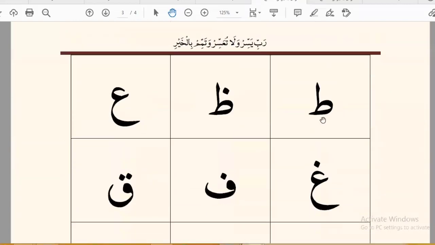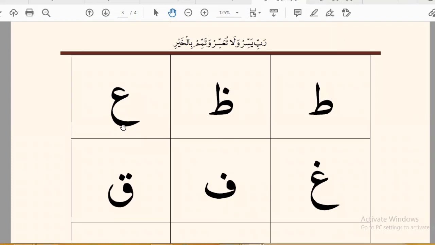Let's move on. Next we have Ta. Good. Next we have the same shape but with a dot on the top. This is Za. Good, well done. Now this is a letter that many people have difficulty with, and it's something we need to keep practicing, okay? This is the letter Ain.